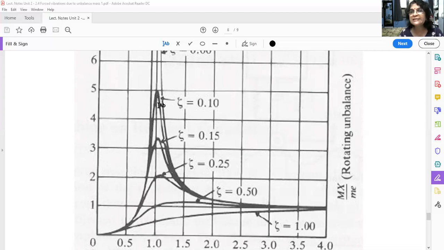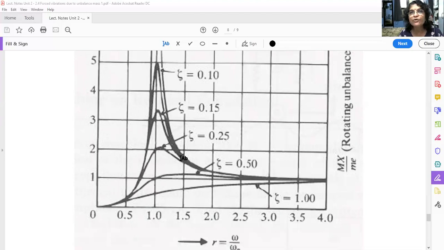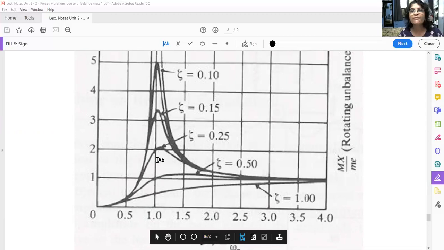So as a designer, what is our role? We have to provide the damping in such a way that we can reduce the amplitude. We want this reduction. If we want to run our machinery in this zone, basically we have to avoid it. The operating speed of the machinery should not fall in this zone, because this is the resonant zone, say 0.5 to 1.5. This zone we have to always avoid, because here the amplitude of vibration is maximum always.